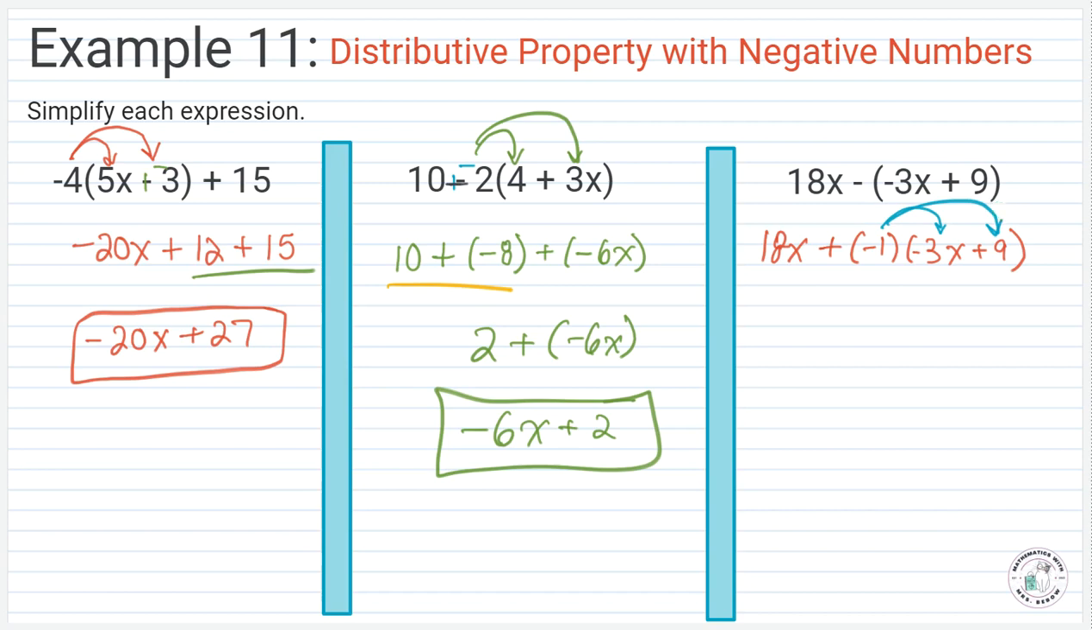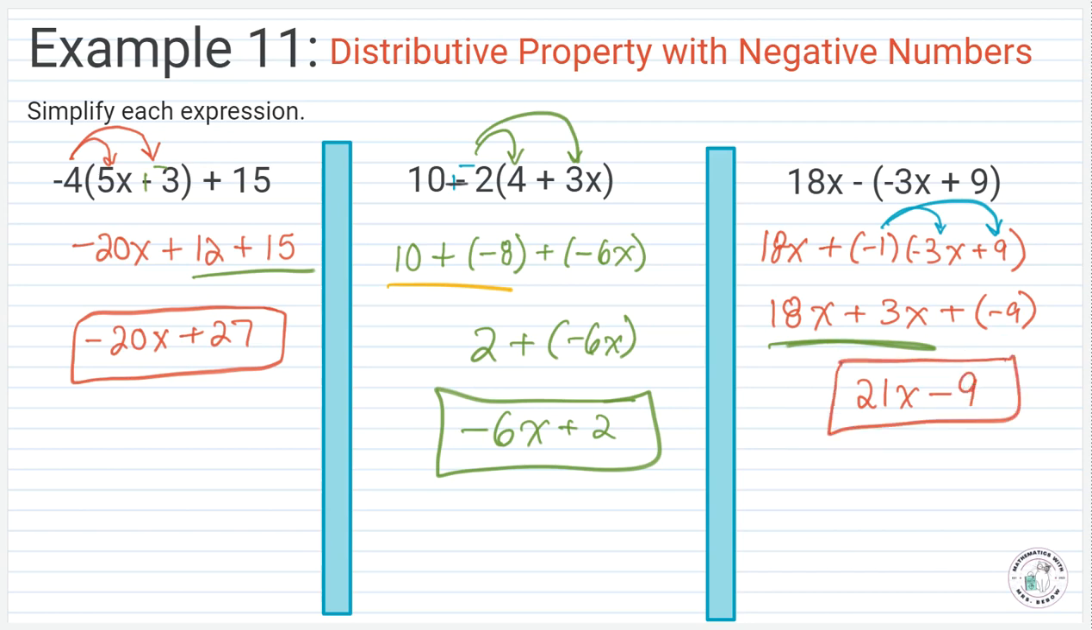So the 18x is still out front. Plus, now we have negative 1 times negative 3x, which will be a positive 3x, plus negative 1 times 9, which is going to be a negative 9. We're going to combine like terms. So our like terms in this case are the 18x and the 3x. So 18x's and 3x's, that's going to make a total of 21x. And then again, instead of writing it as plus negative 9, we just want to write it as subtracting 9.